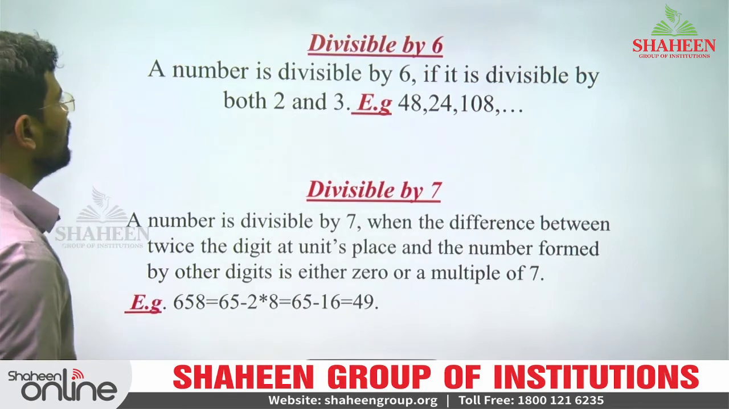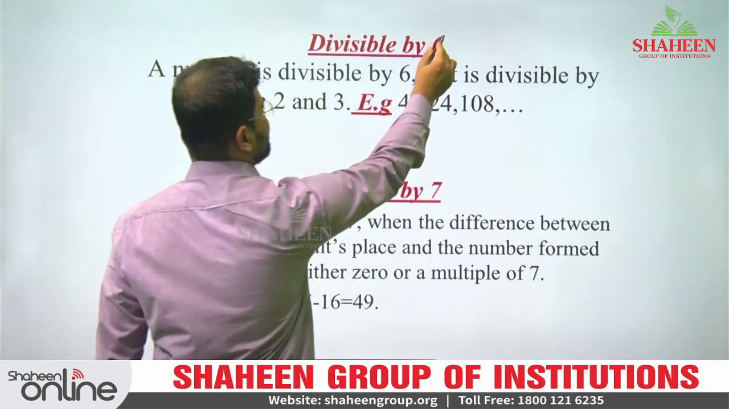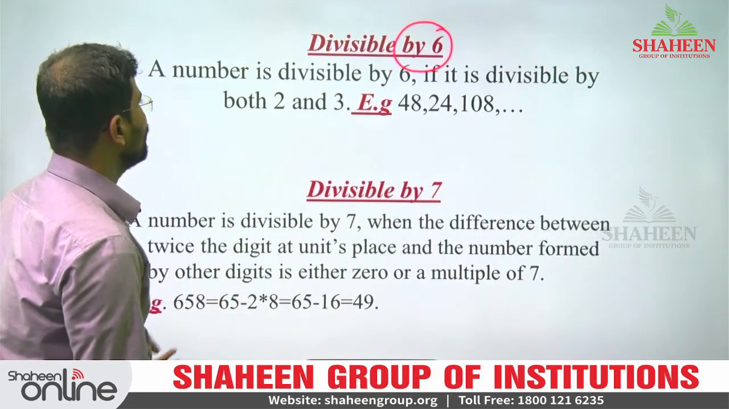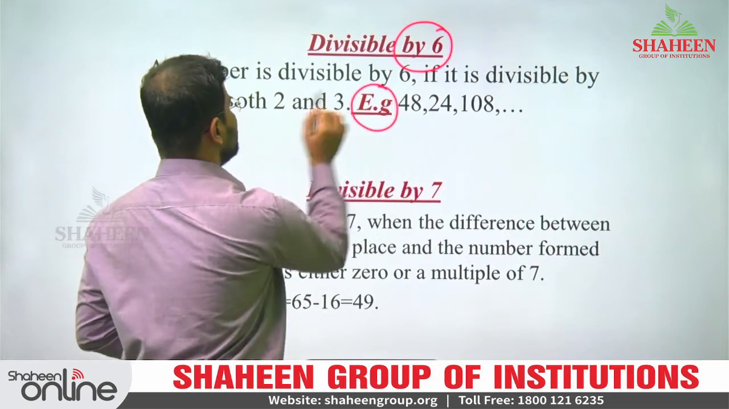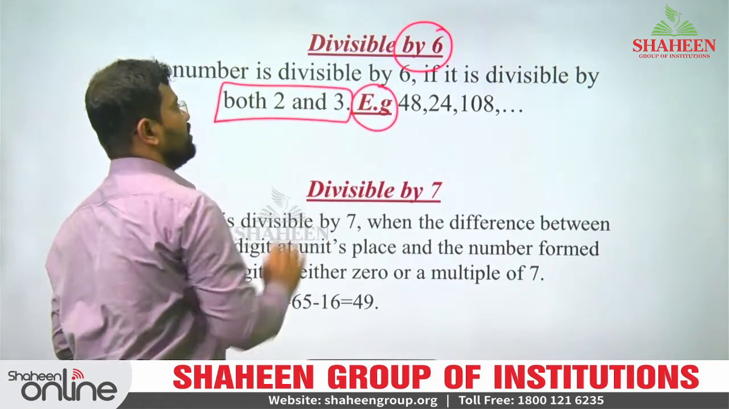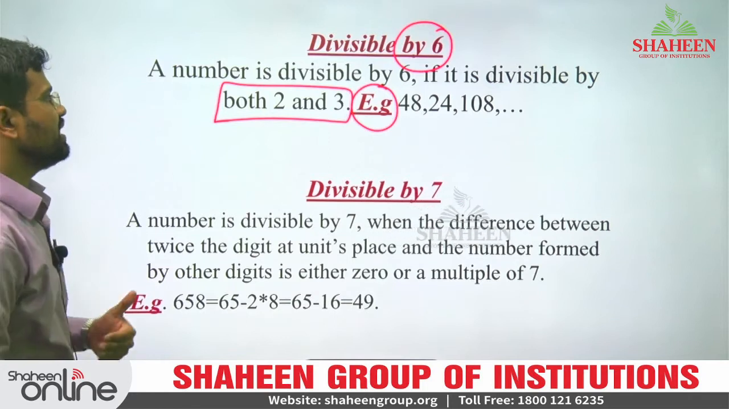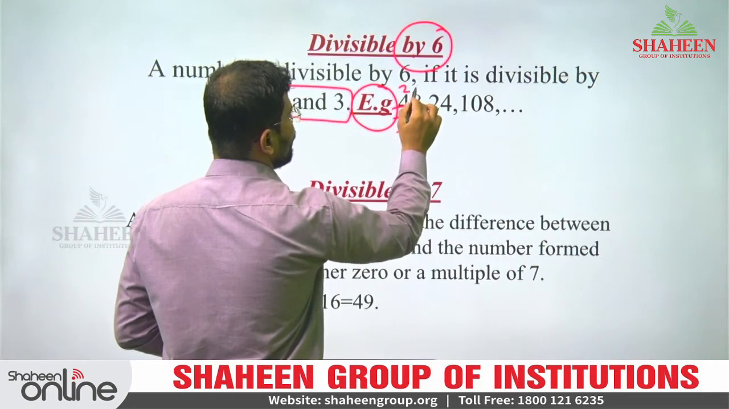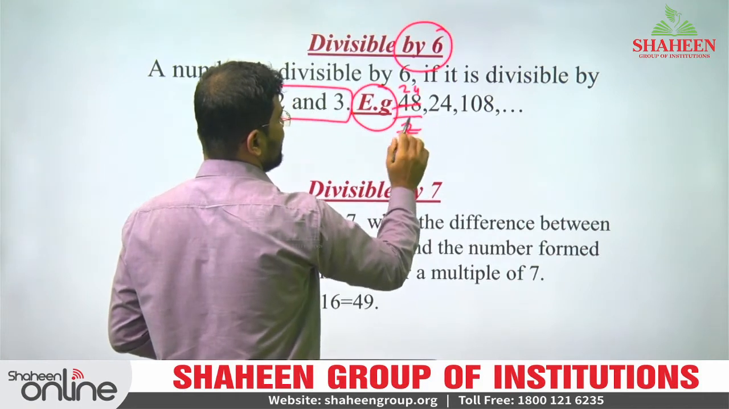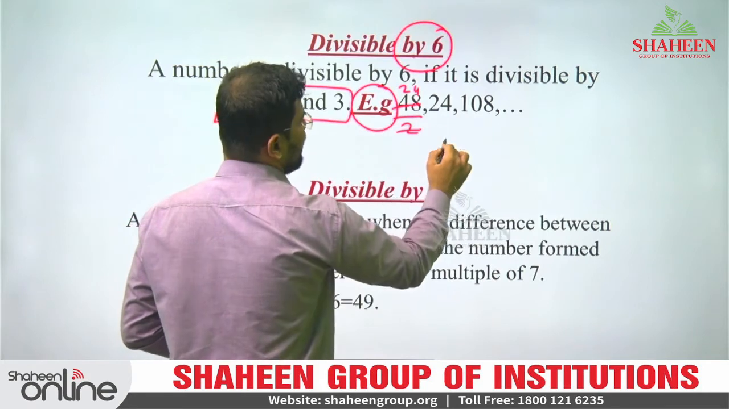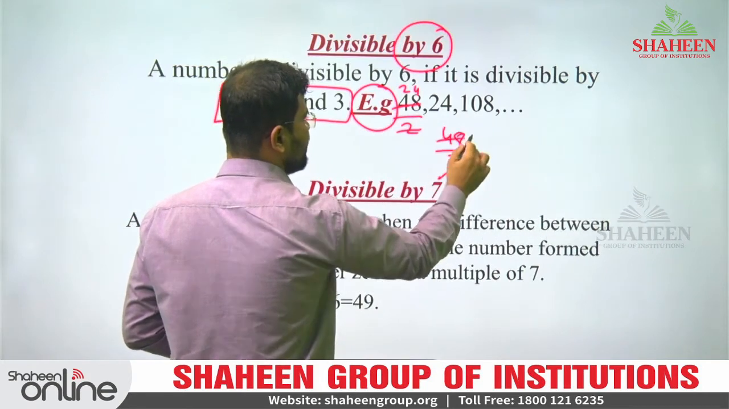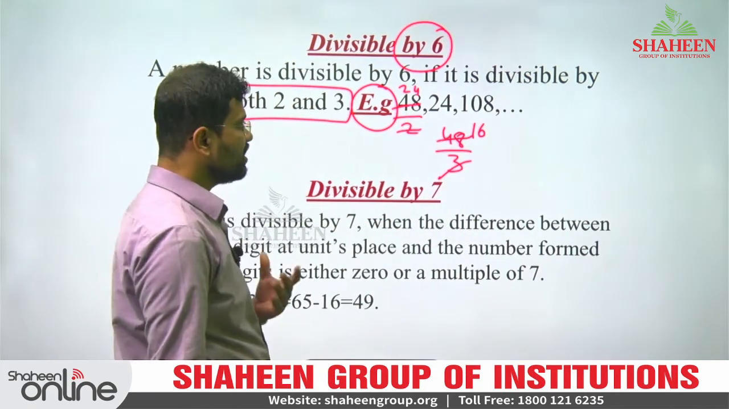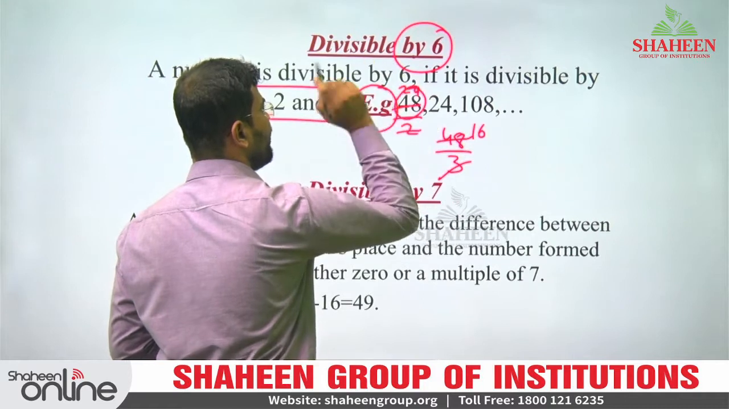Let us move on. Now, divisible by 6. When can we say a number is divisible by 6? If a given number is divisible by both 2 and 3. Look here: 2 into 2 is 4, 2 into 4 is 8. Yes, 48 is divisible by 2. Now let me check if 48 is divisible by 3. 3 into 16 is 48. Yes, we can say 48 is divisible by 6.